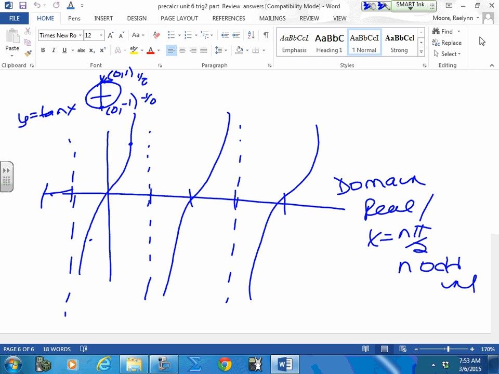And what's your range for this tangent curve? All real numbers. Your range is all real numbers. An amplitude change will not affect your range. It's all real numbers. Okay?